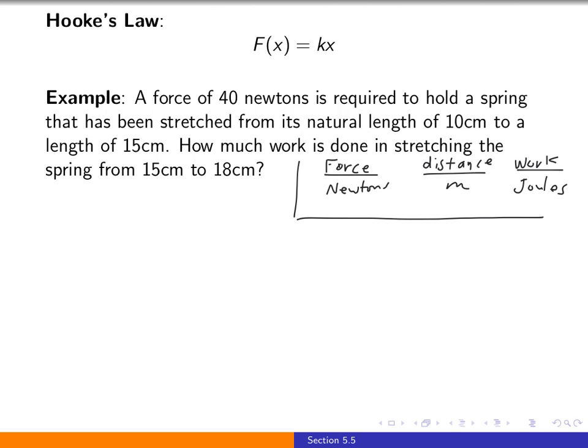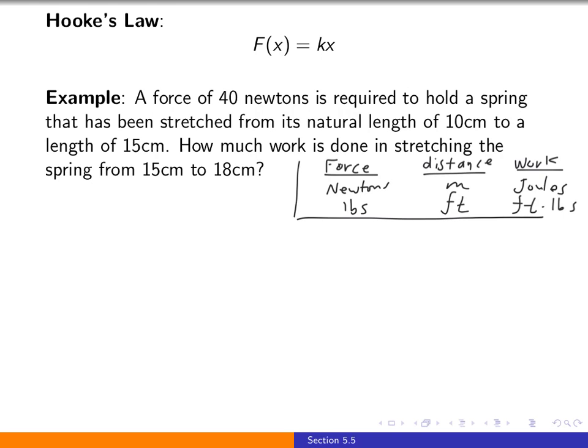Additionally, if you had force measured in pounds: the first case is the metric system, newtons, meters, joules. Then the imperial system, you have pounds, distance is measured in feet, and work is measured in foot-pounds. So in the problem that we're given here, we need to be very careful. Because we have newtons, we know that all of our distances must be measured in meters. So the 15, 15, 18, 10, we need to think of those in terms of meters and not centimeters.